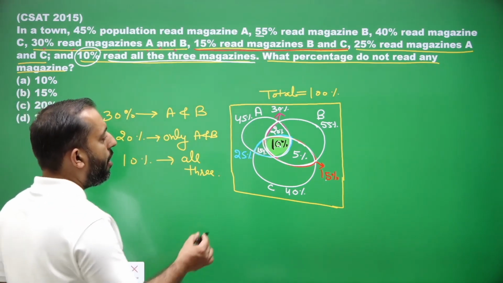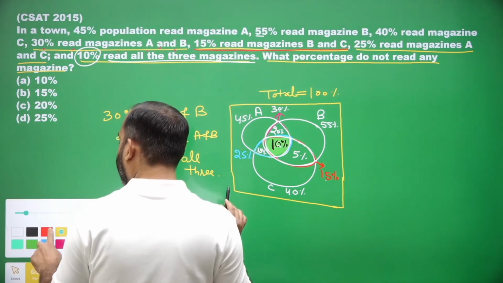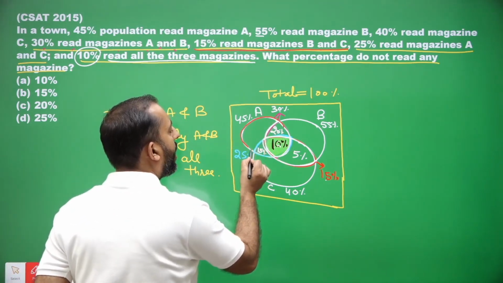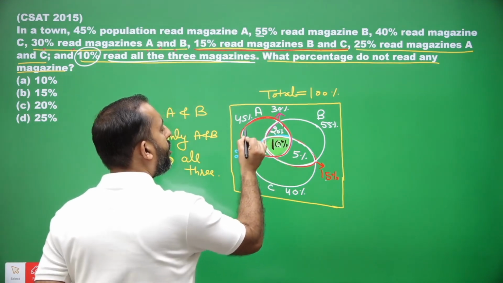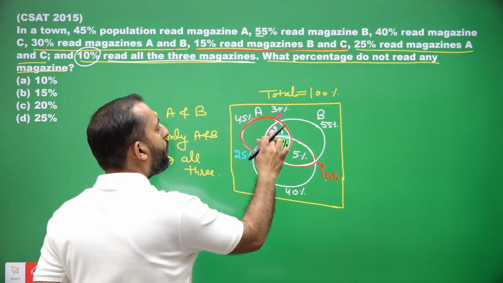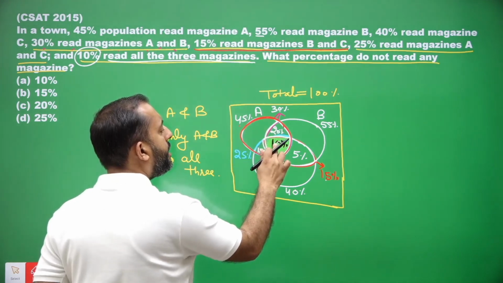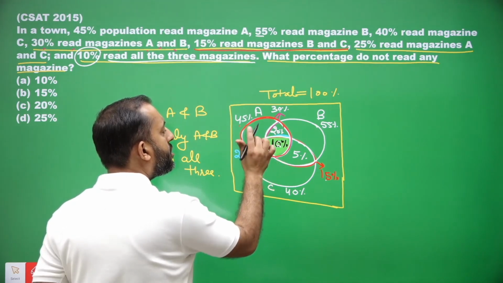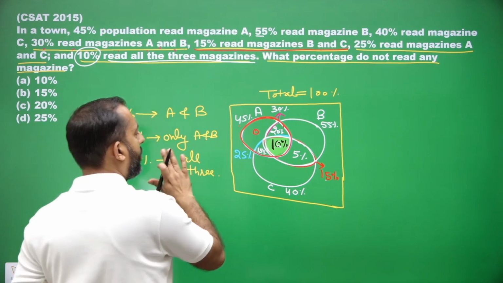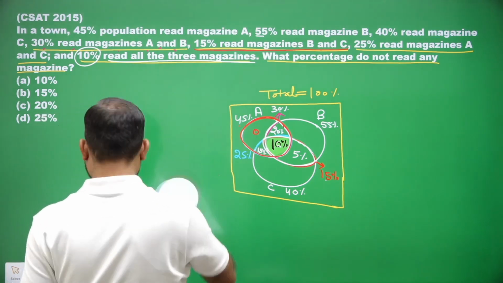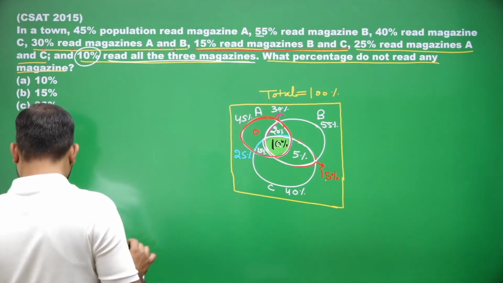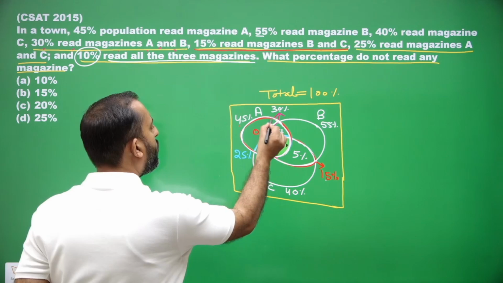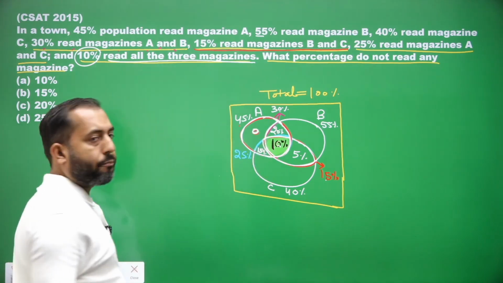Okay. Now, the complete value of circle of A was 45. Out of 45, 20 is here, 10 is here, 30 and 15% is here. So this remaining part becomes 0. This remaining part is what? It is 0. So number of people who can read only magazine A is 0.